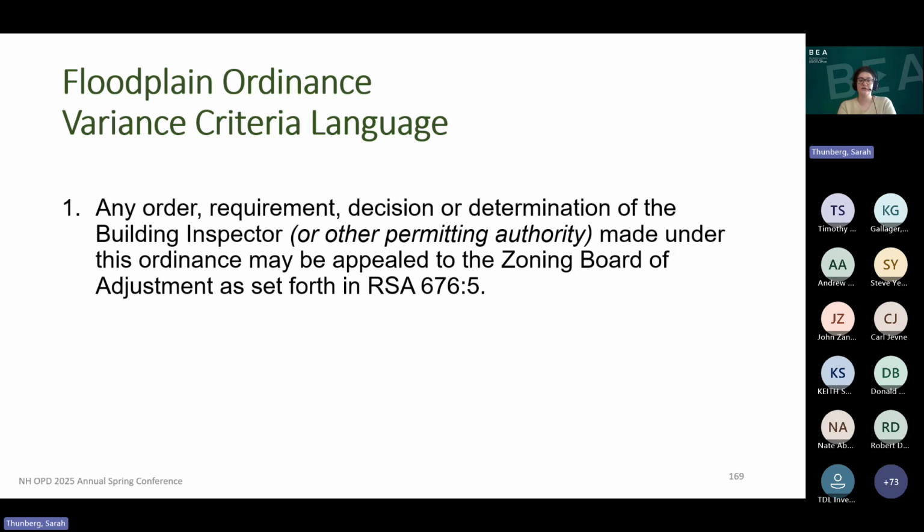So these criteria will often be found within the zoning ordinance, or if your community has a standalone floodplain ordinance, they will be found there, generally at the end of the floodplain management or floodplain development section. The floodplain ordinance variance language says that any order, requirement, decision, or determination of the building inspector or other permitting authority made under this ordinance may be appealed to the Zoning Board of Adjustment as set forth in RSA 676:5.